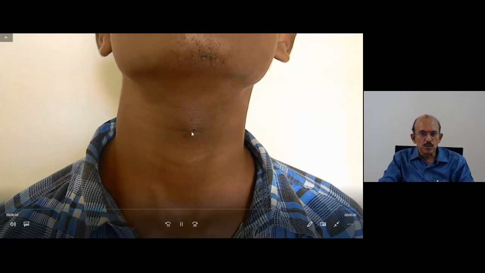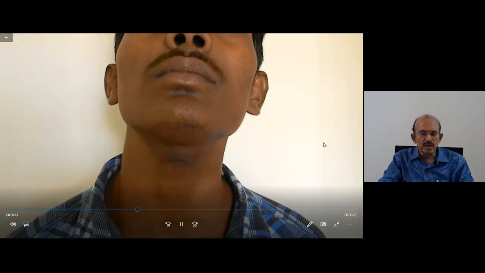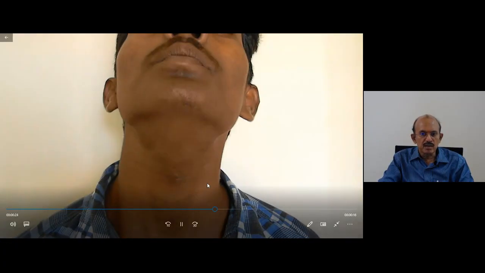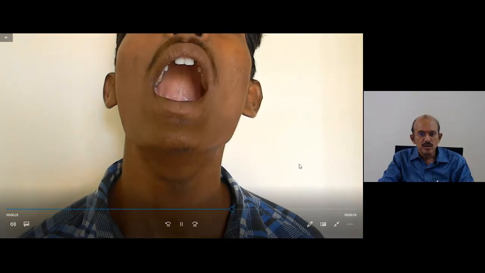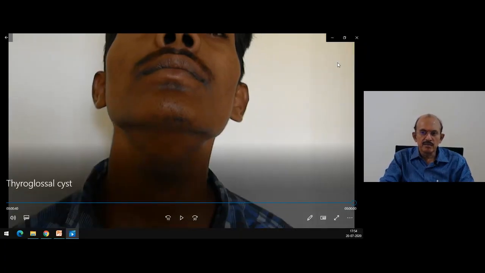This is the fistulous opening, this black dot. He is getting mucoid fluid from that. Whenever he is swallowing, you can see that it is moving. You can see that mucoid fluid is coming from that. When he protrudes the tongue, it is being pulled upwards. So I hope you can appreciate this.